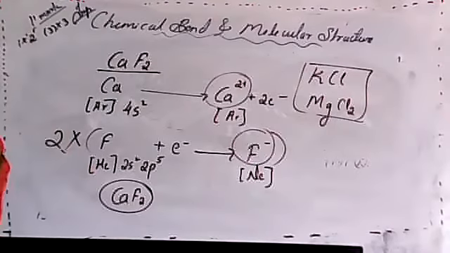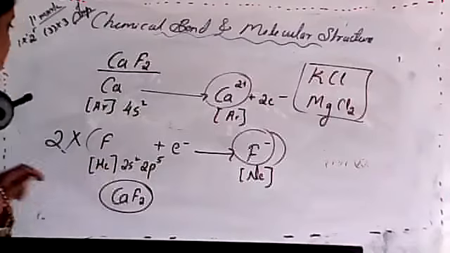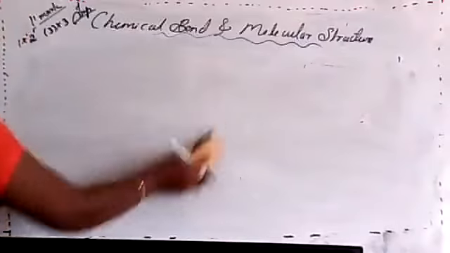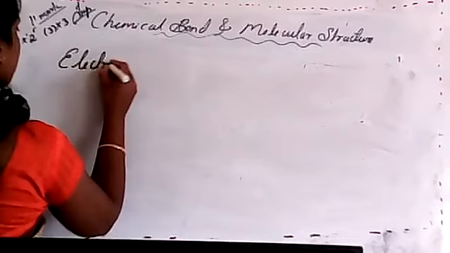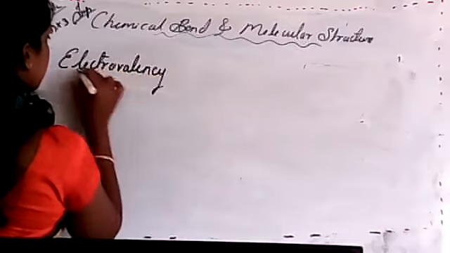Student, is it interesting? Students, next one. So now the question is, what is electrovalency? I told you it as electrovalent bond, okay? Ionic bond is also known as electrovalent bond. Now the question is, what is electrovalency?